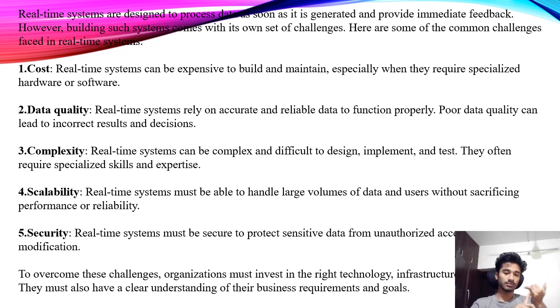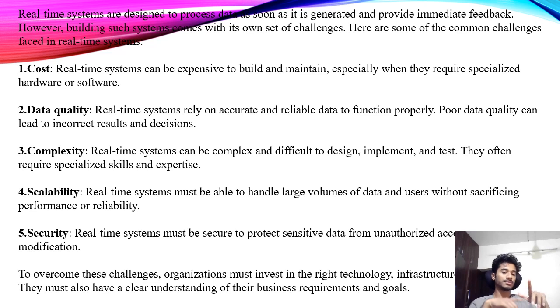The second one is data quality. Real-time systems rely on accurate and reliable data to function properly. Poor data quality can lead to incorrect results and decisions. Complexity: real-time systems can be complex and difficult to design, implement, and test. They often require specialized skills and expertise.